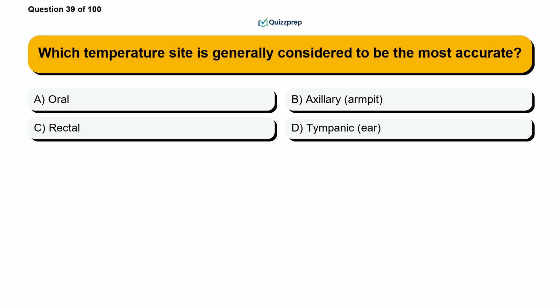Question 39. Which temperature site is generally considered to be the most accurate? Option A, oral. Option B, axillary, armpit. Option C, rectal. Option D, tympanic, ear. The correct answer is option C, rectal.